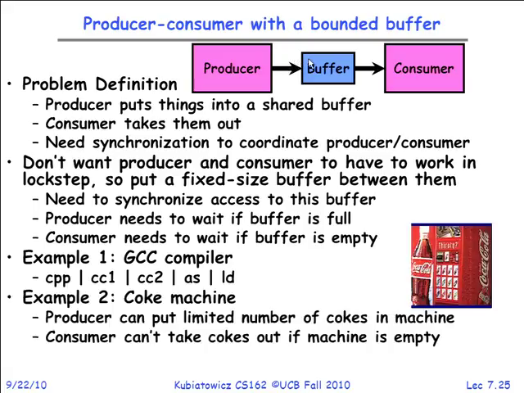Coke machine example. All right? The producer can only put in a limited number of cans of Coke, and the consumer can't take cans out of the machine if it's empty. I know there are many of you on late nights who would like it to be possible to take Coke out of a machine when it's empty, but I'm afraid that just doesn't work. You may put a lot of money in there, but I'm not sure it works. Okay. So let's see if we can build the Coke machine, for instance, with semaphores.